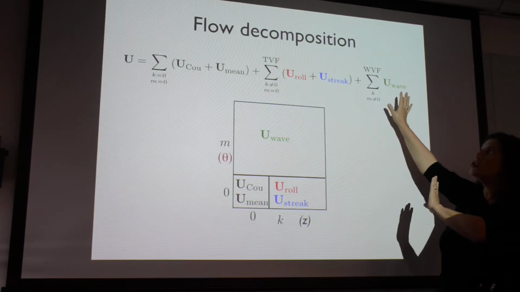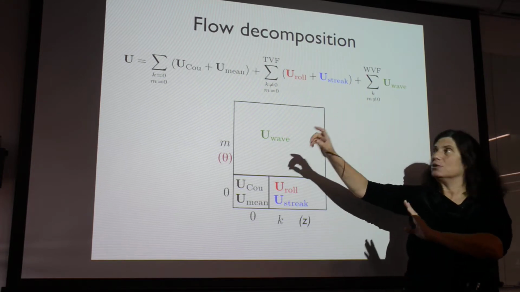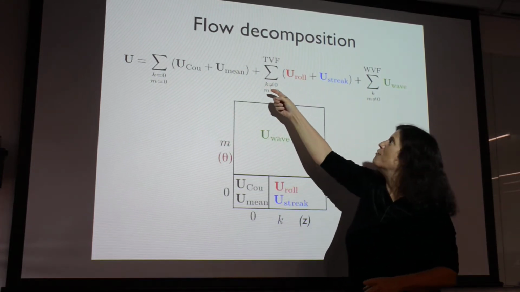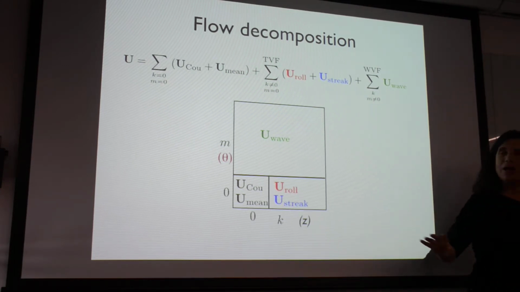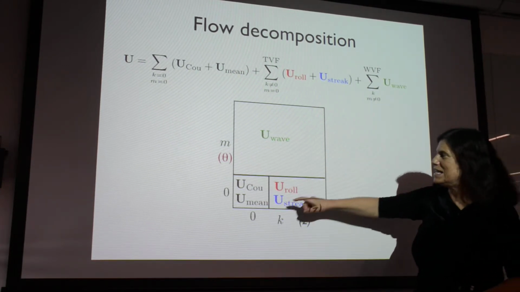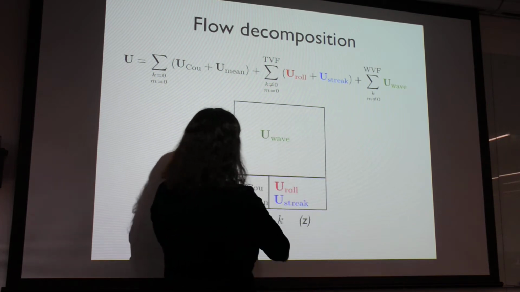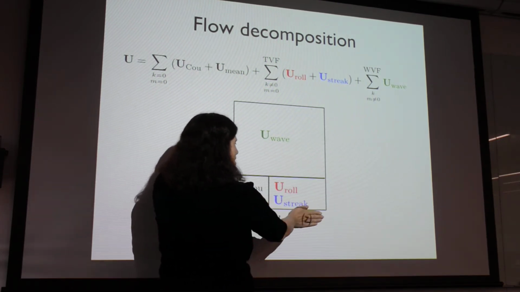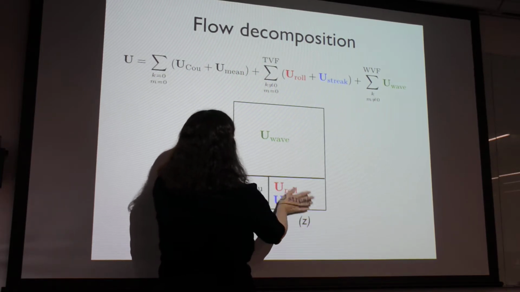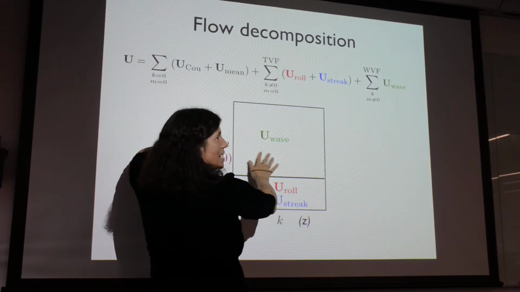Okay? This is just a Fourier decomposition. Basically, we have 0,0, then we have k not 0, m equals 0, and then k and m both not equal to 0. And in Fourier space, this here is 0,0, the Couette. Forget the mean for the moment. This is stuff that varies in z but not in theta. And then this is stuff that varies in theta.